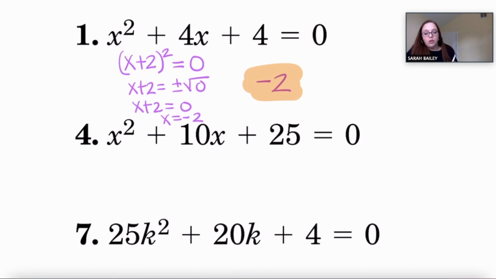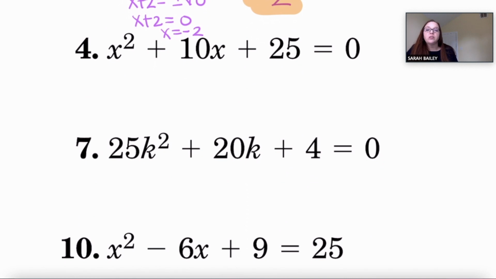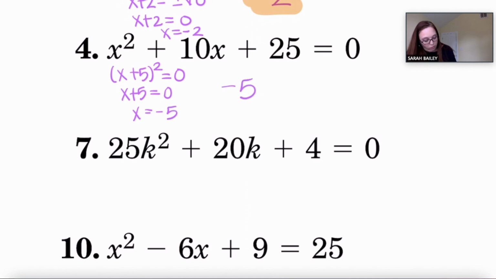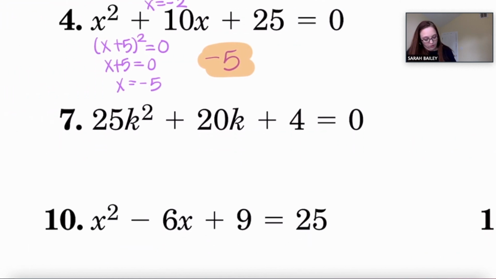Let's do another one. Let's go to number 4. X squared plus 10x plus 25 equals 0. So this is another one of those perfect square trinomials. It's going to end up being x plus 5 quantity squared. Okay, take the square root of both sides. So x plus 5 is equal to the square root of 0, which is 0. So x is going to be negative 5. And that's your only root. We call that a double root.